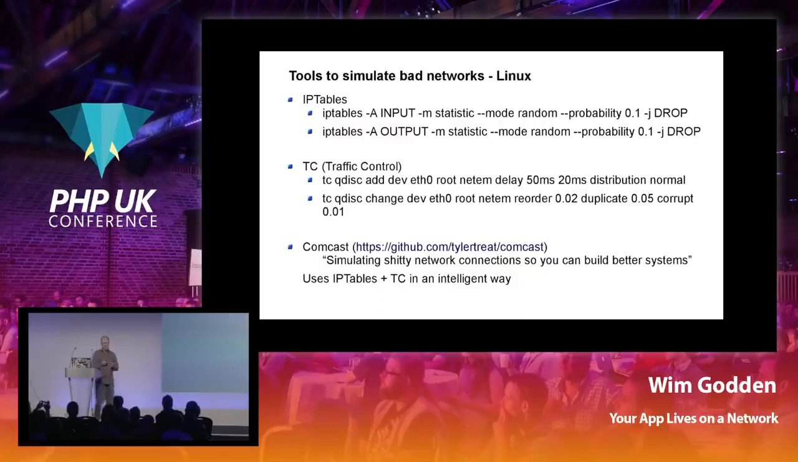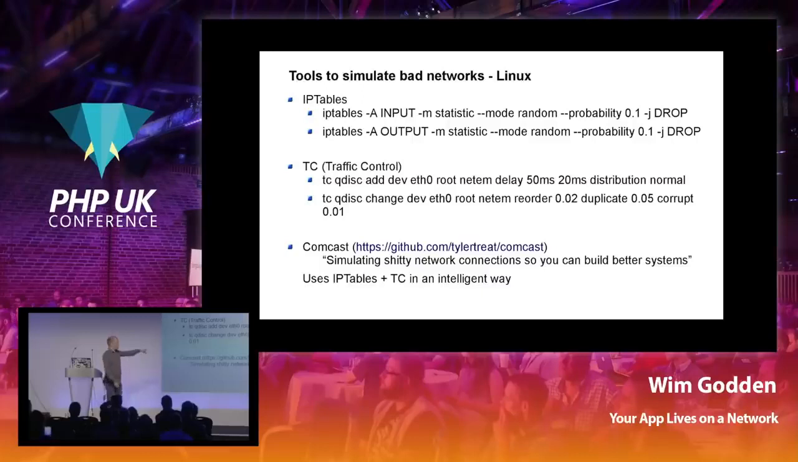On Linux, there's a couple of tools for it. You can just use standard iptables and just say, for example, drop 0.1. And that basically means 10% of all packets are now being dropped. Or you can use TC, which is traffic control, and say, OK, I want a delay of 50 milliseconds with a variance of 20 milliseconds. And so then you can see how it behaves if your network connection is erratic or slow and so on.